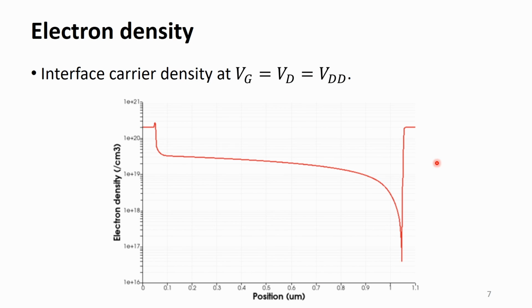Up to now, we have seen the IV characteristics. Of course, the device simulator gives us more information. This figure shows the electron density at the interface. These are source and drain regions. Since both the gate voltage and the drain voltage are VDD, the MOSFET is in the saturation mode. And we can clearly observe that the electron density at the drain side is much lower than the source side.